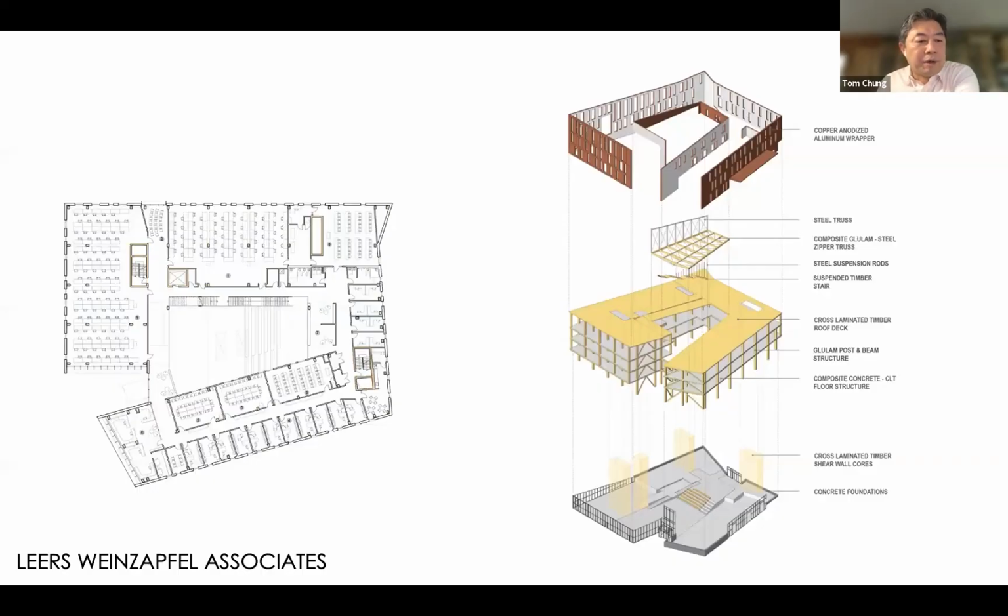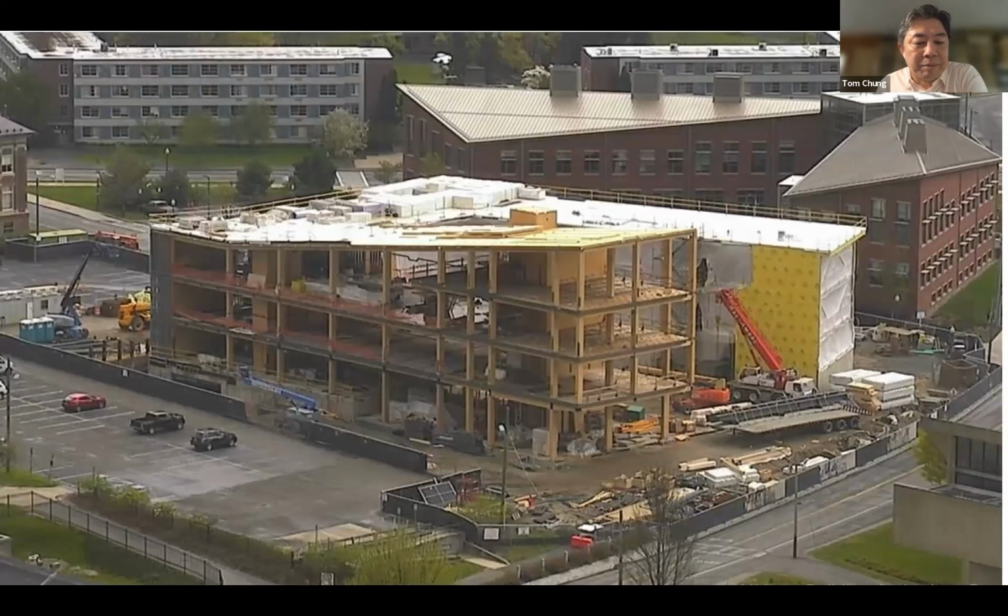Looking at the overall open courtyard plan and the exploded axon that shows the structure. In this case, in addition to the similar glulam post and beam structure with cross laminated timber floors, we were able to make all of the shear cores in cross laminated timber. There was no need for concrete here other than the foundations, and that was also a big development and demonstration of the capability of cross-laminated timber.